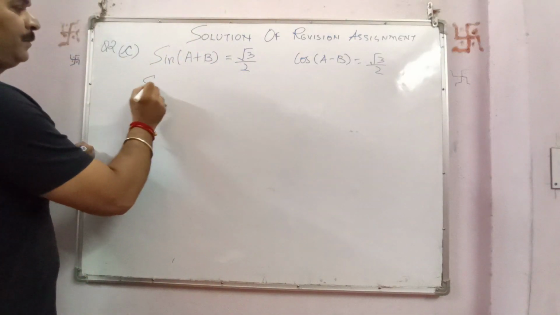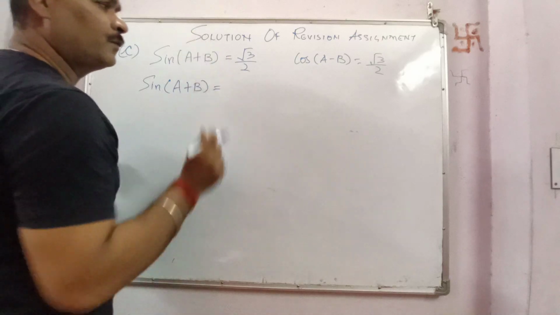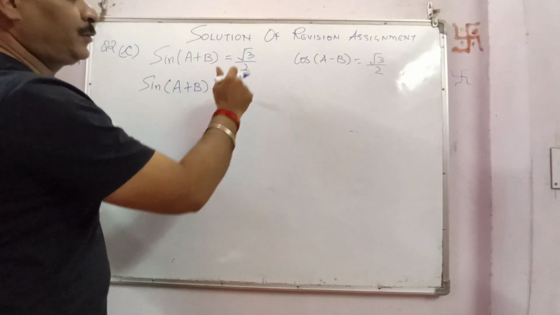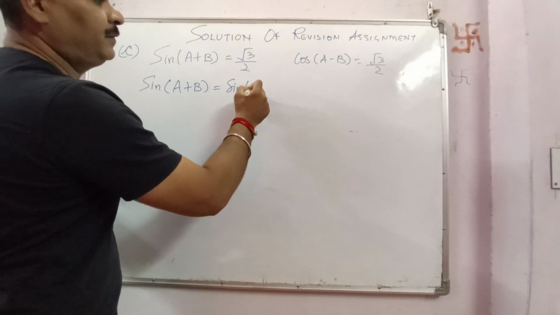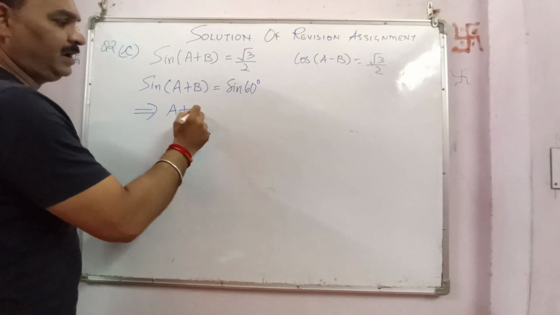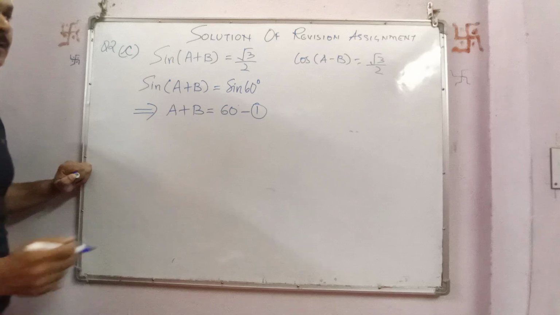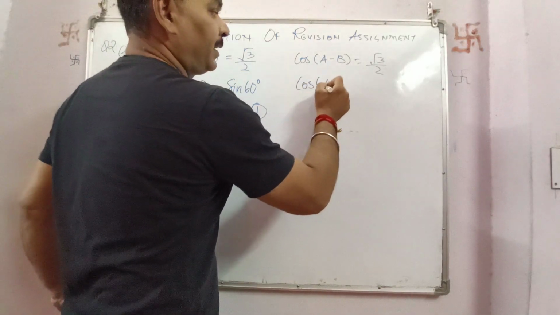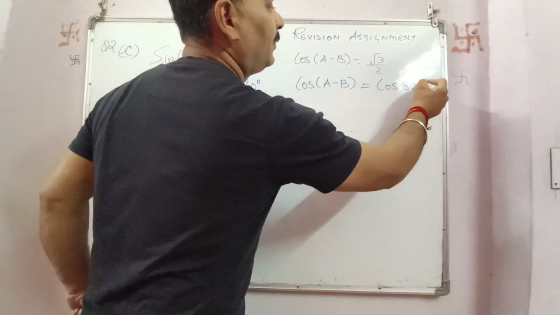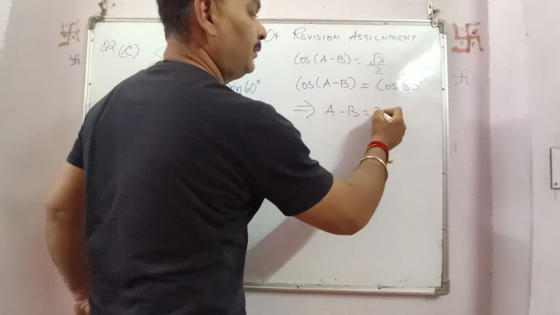So again, sine A plus B. Now, which standard angle of sine has value root 3 by 2? That is sine of 60. On comparing, we can easily say that A plus B is equal to 60 degree. This is our first equation. Same way, cos A minus B, we all know that cos 30 is root 3 by 2. So this will give you A minus B is equal to 30 degree.